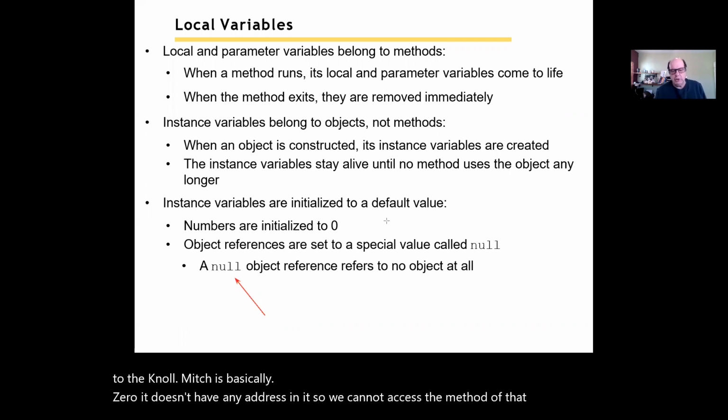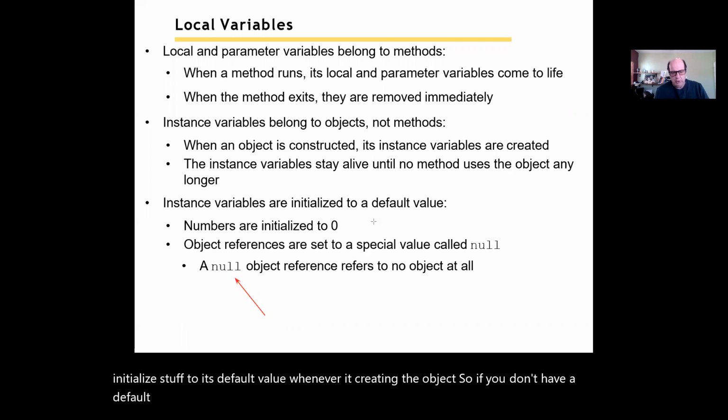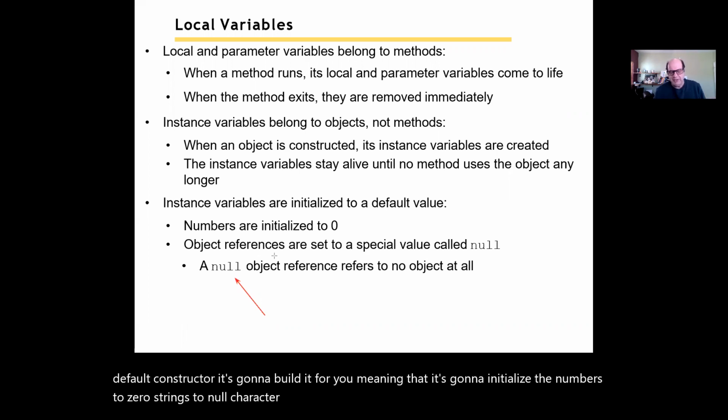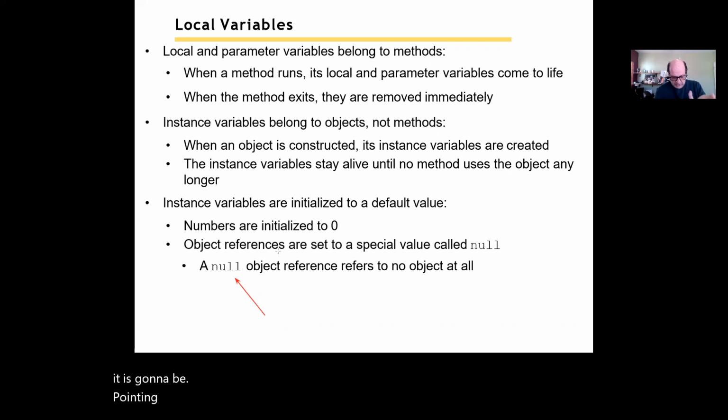The object does initialize things to their default values whenever you create it. If you don't have a default constructor, it's going to build it for you, meaning it's going to initialize the numbers to 0, strings to the null character, and of course the reference addresses to null. That way it's pointing to basically nothing. It doesn't have any address on it. So that's something to watch out for.